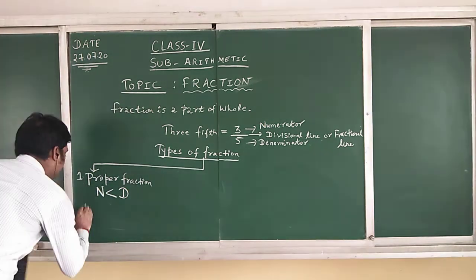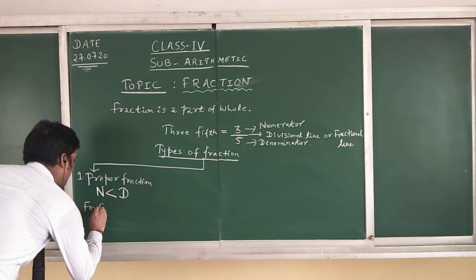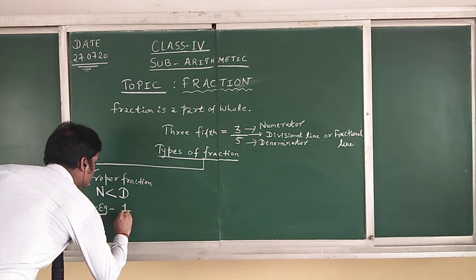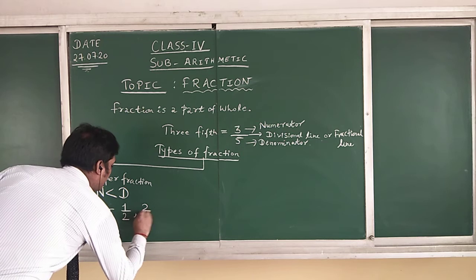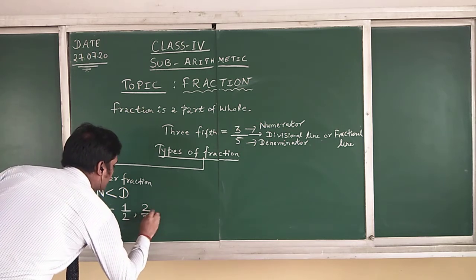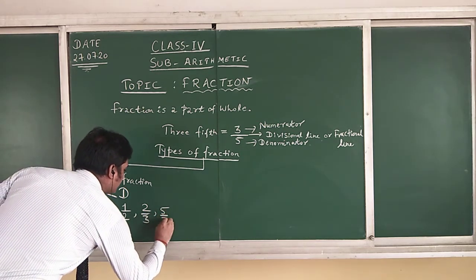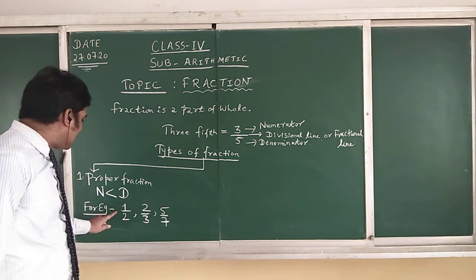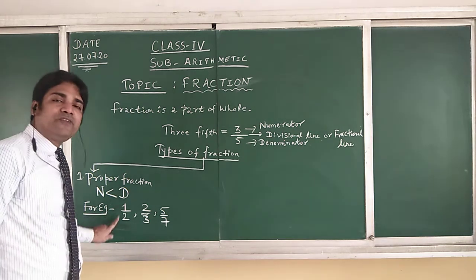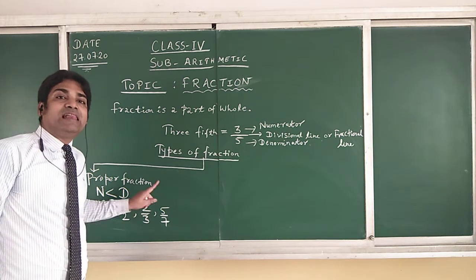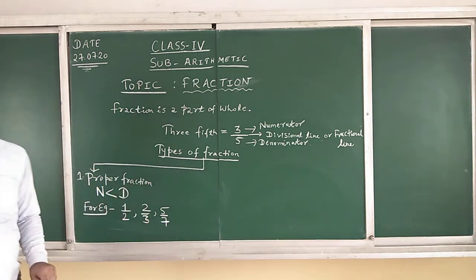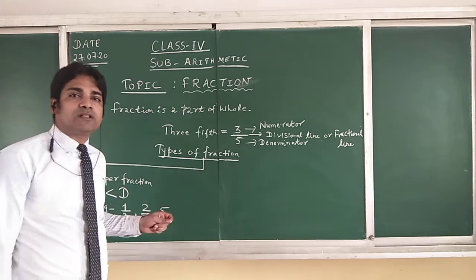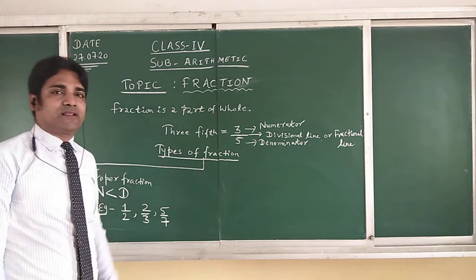For example, 1 upon 2, 2 upon 3, 5 upon 7, all are examples of proper fraction. What we see here is that in all these fractions the numerator is lesser than the denominator. So when the numerator is lesser than the denominator, we call that fraction a proper fraction.